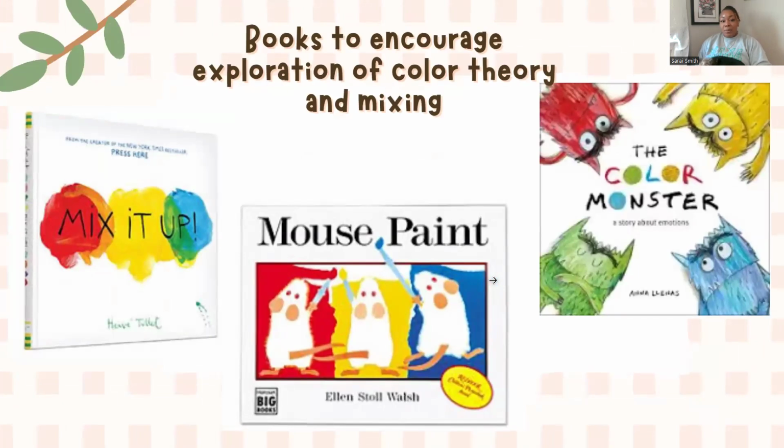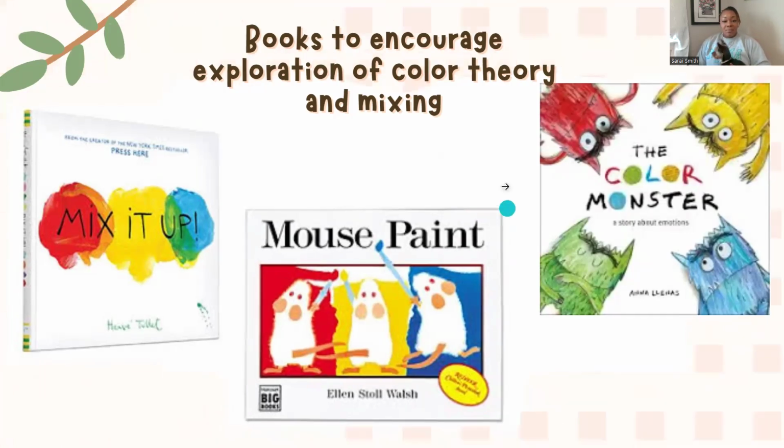So let's talk about a couple books that are great ways to explore theory of color and color mixing. So Mix It Up is a great book. Very age appropriate for fours. It is a lot of reading, a lot of words. So twos, you probably would have to break it up a little bit. Mouse Paint is amazing. And my favorite is The Color Monster, right? And you can even talk about some social and emotional connections with The Color Monster as they also go over emotions.